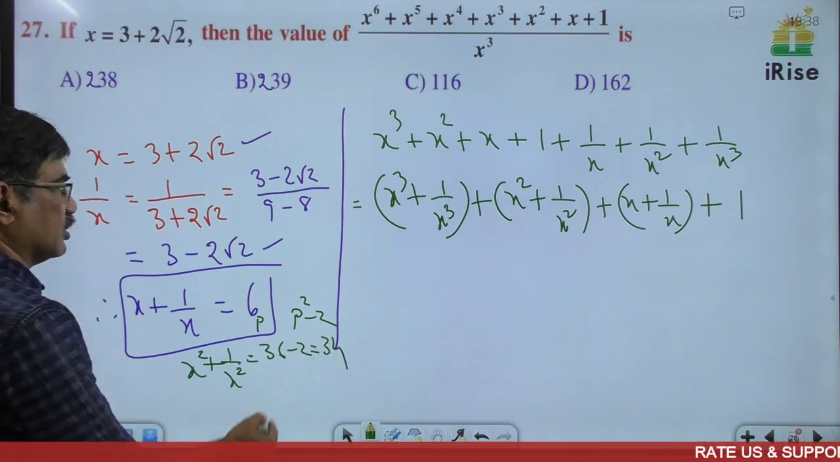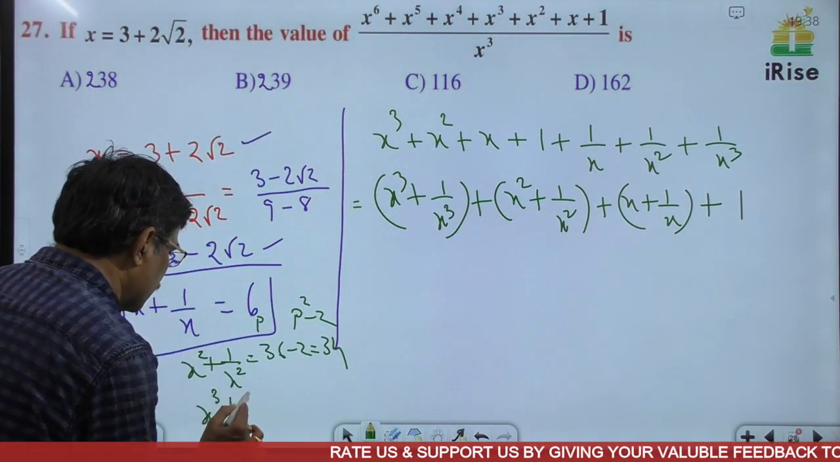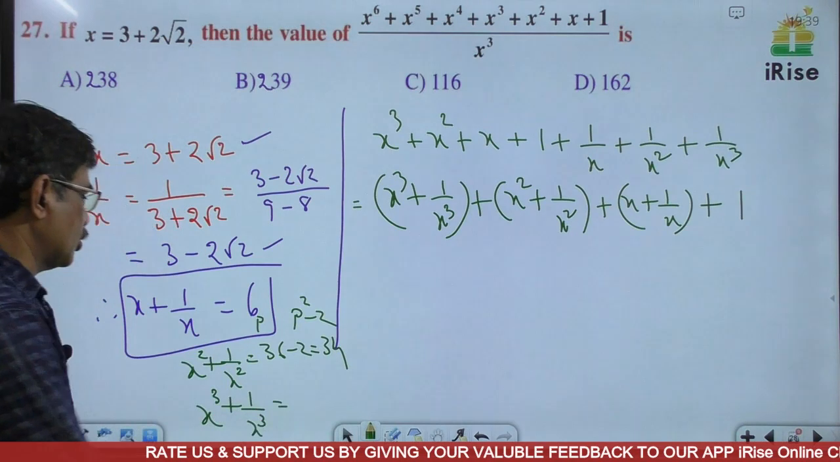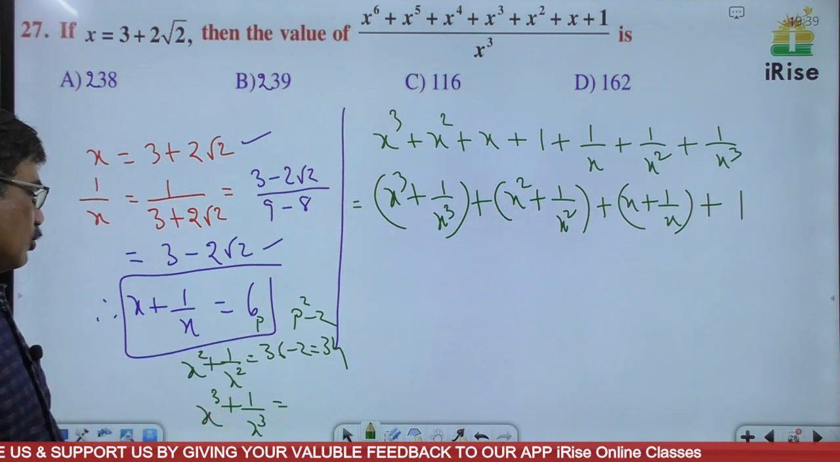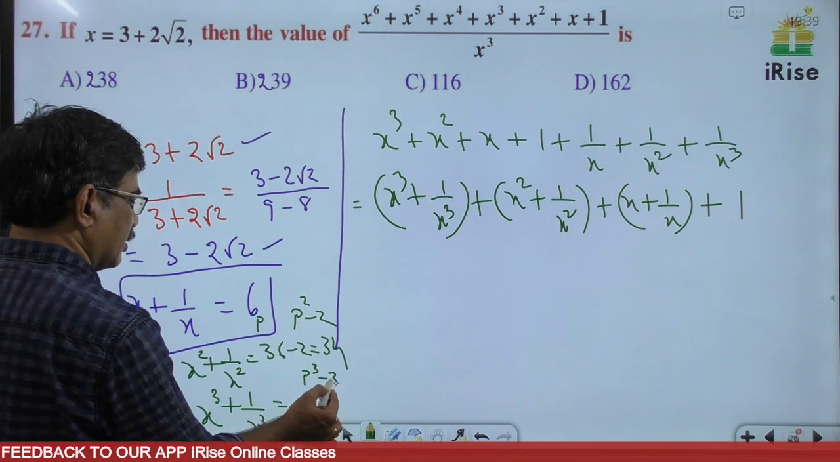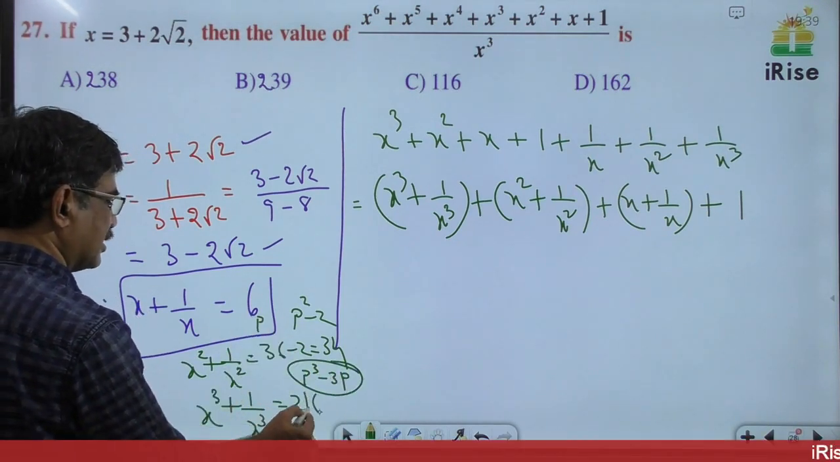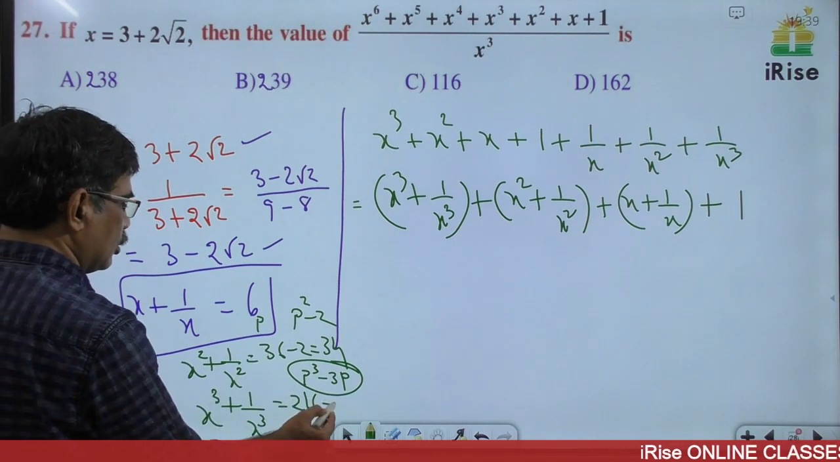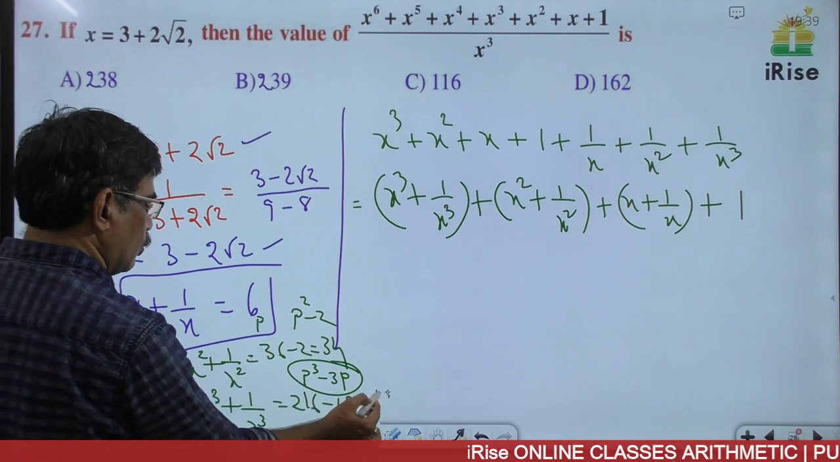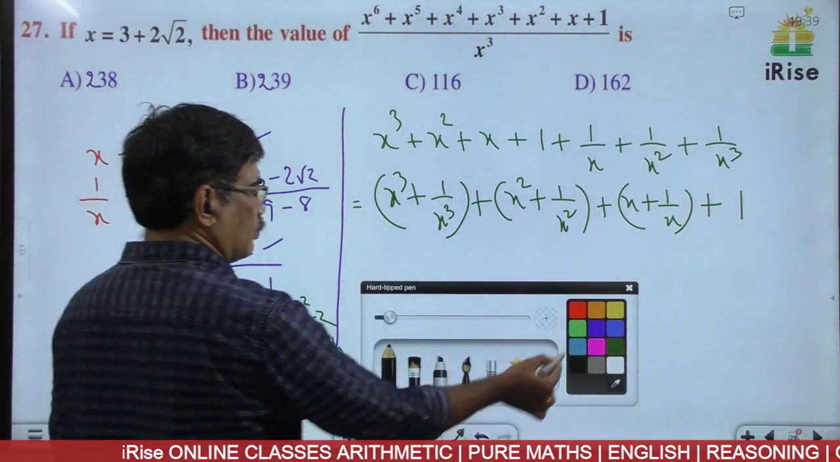I want to substitute 34 here. Similarly, x cube plus 1 by x cube is equal to how much? If x plus 1 by x is p, x cube plus 1 by x cube is nothing but p cube minus 3p. Okay, p cube, 6 cube, 216, minus 3p, 3 into 6, 18, which is equal to 198. So this value is 198.